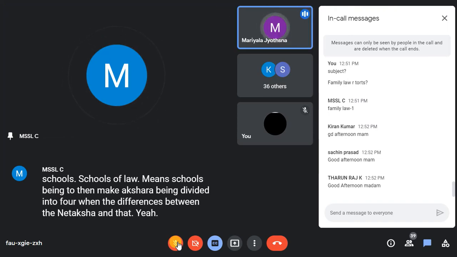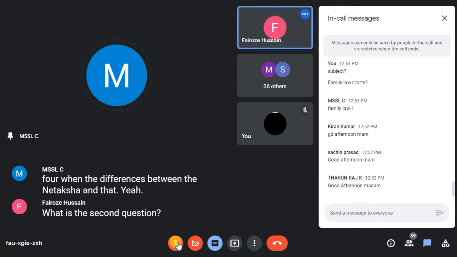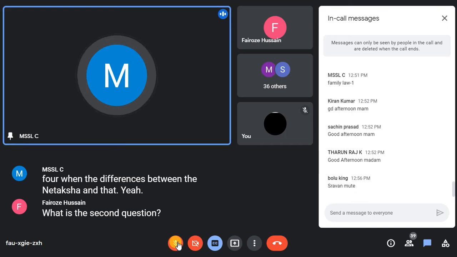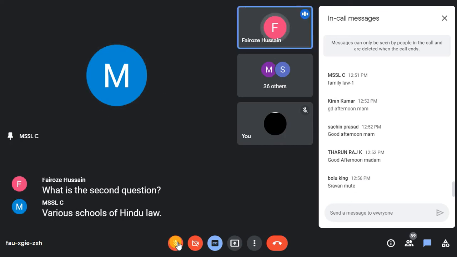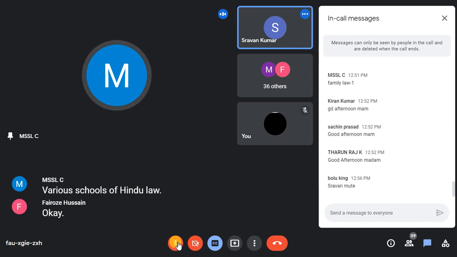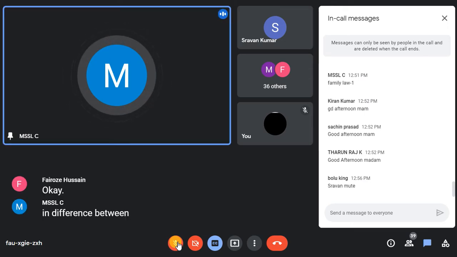Ma'am, once again, what is the second question? Various schools of Hindu law and the difference between Mitakshara and Dayabhaga.